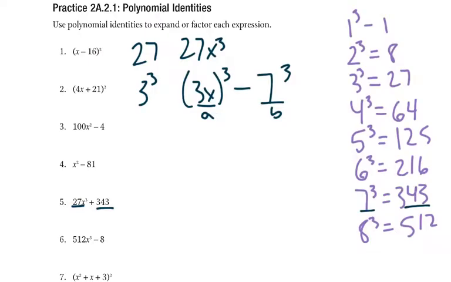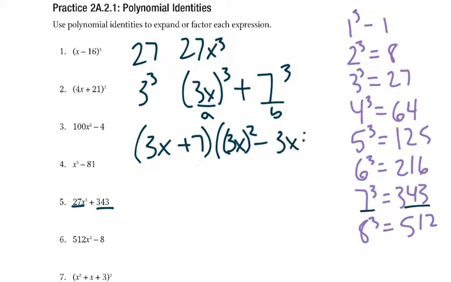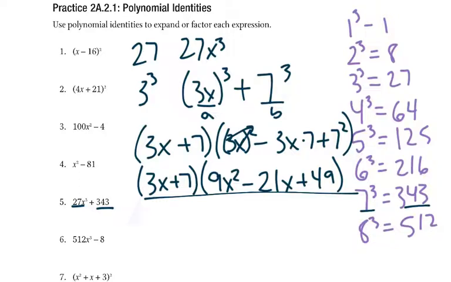squared. So I'd go A plus B, that should have been plus, huh? Times a squared, 3x squared, minus a times b, right? Yep. 3x times 7 plus 7 squared. So simplifying that, 3x plus 7 times 9x squared minus 21x plus 49. And that's my answer. That's what they're looking for us to do, to expand or factor. This would actually be factoring, not expanding.